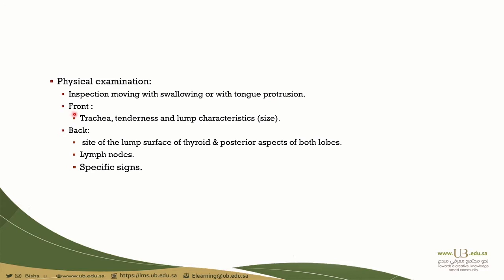Then you will go and inspect the patient from front for the trachea, and you will palpate also for the trachea to make sure that it is central and it is not deviated by the lump or by the mass. And you will look for tenderness. Then you will characterize the lump, like its size, and you will make sure, is it in one side, single nodule, multiple nodules, or it is diffuse goiter.